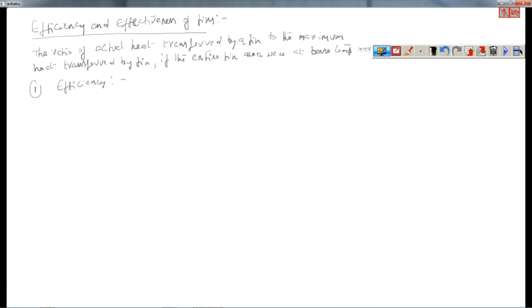So efficiency is defined as the actual heat transferred by a fin. I'll write the efficiency of fin, denoted as eta fin, equals actual heat transferred by fin, q fin, divided by the maximum heat transferred by a fin when the entire fin area is assumed to be at the base temperature. That is, the efficiency of fin is equal to q fin by q max. Okay, this is the formula you need to remember: efficiency of fin is equal to q fin divided by q max.